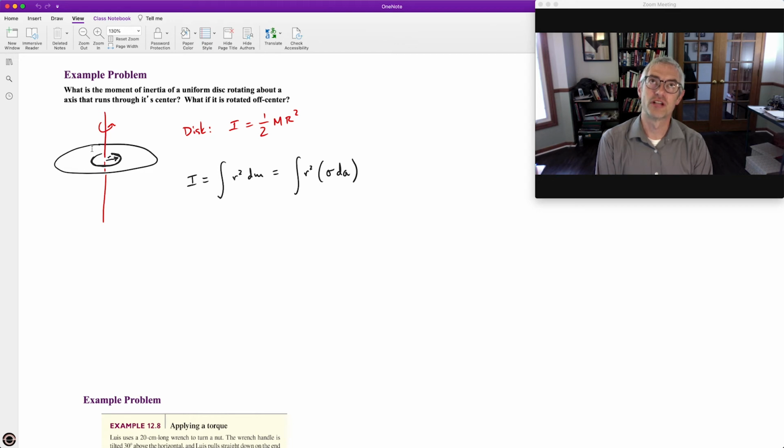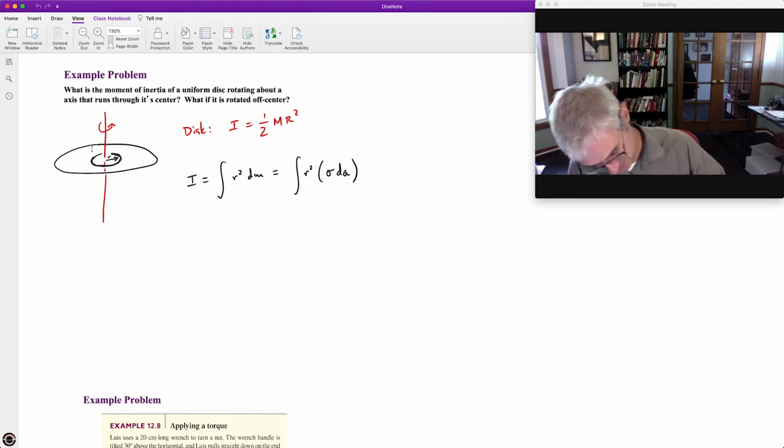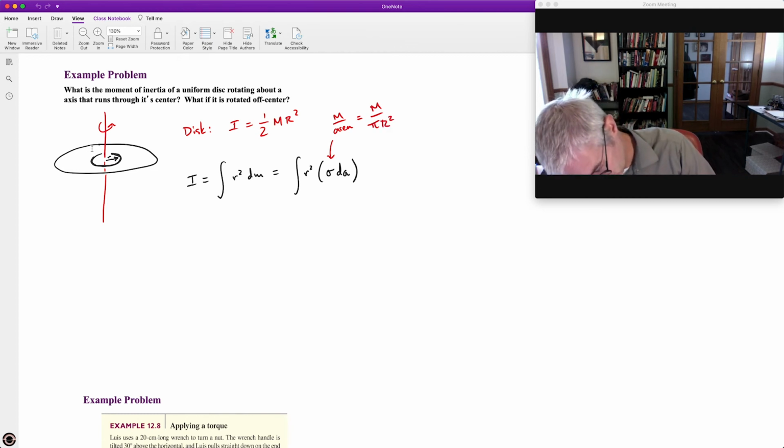The circumference 2 pi r times the width dr. Okay. Let me see how to do that. So this, I'll look at dA in just a second, but that sigma, it's the area mass density, which is going to be the total mass divided by the area, or m divided by pi r squared, where the total radius of this disk is big R.